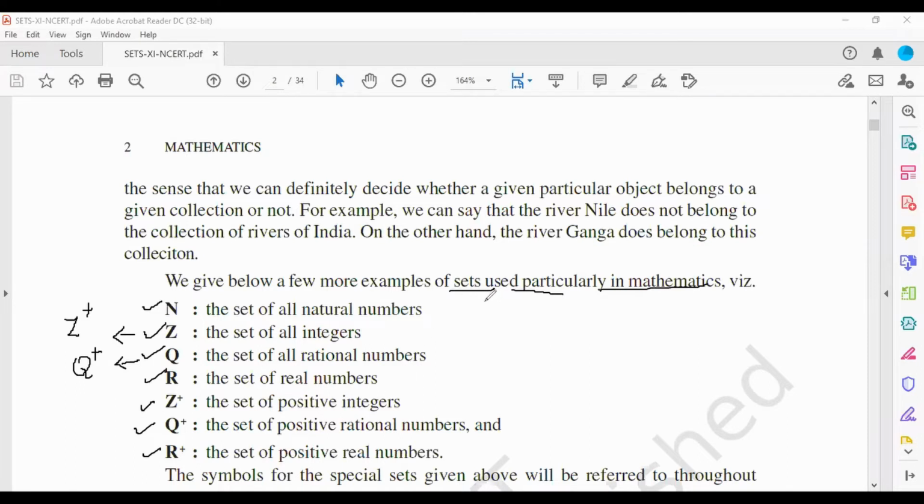And here itself we can make a note. There is a set capital C also. Make note. The set of all complex numbers.